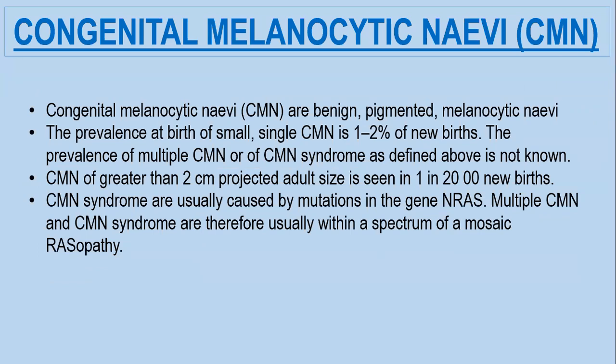The prevalence of multiple congenital melanocytic nevi or congenital melanocytic nevus syndrome, as defined above, is not known. Then CMN greater than 2 centimeters projected adult size is seen in 1 in 2,000 newborns. So it is a little rare to see a lesion more than 2 centimeters in diameter. Then CMN syndrome is usually caused by mutation of the gene NRAS, and multiple CMN and CMN syndromes are therefore usually within a spectrum of mosaicism of RASopathy.